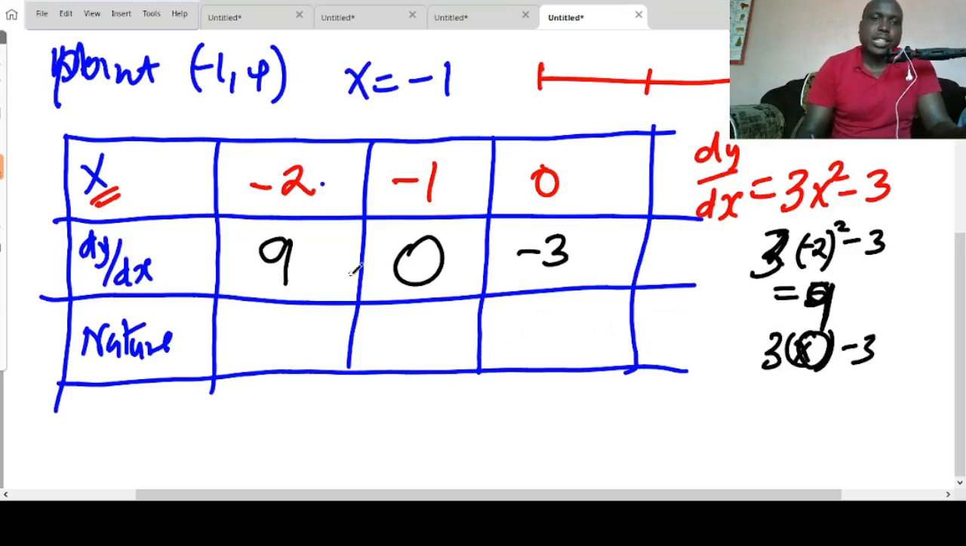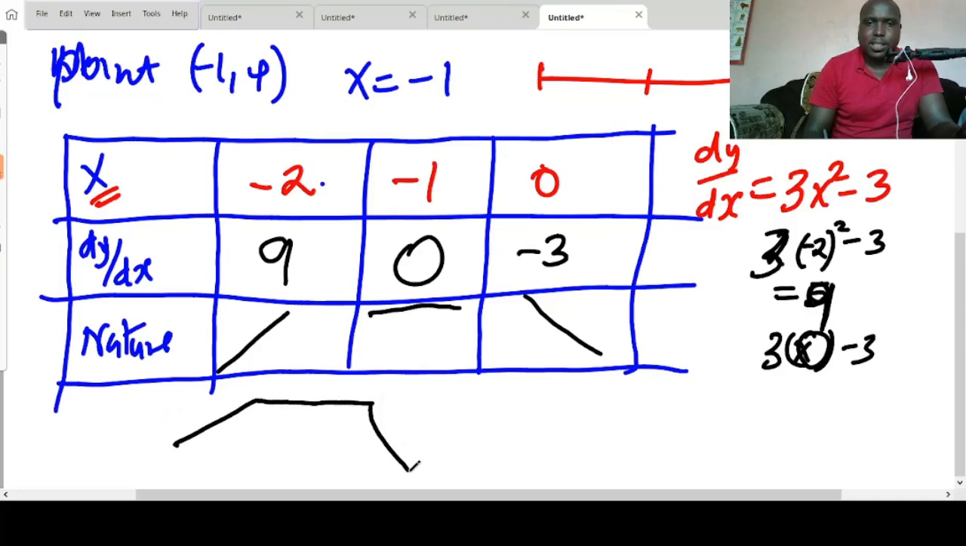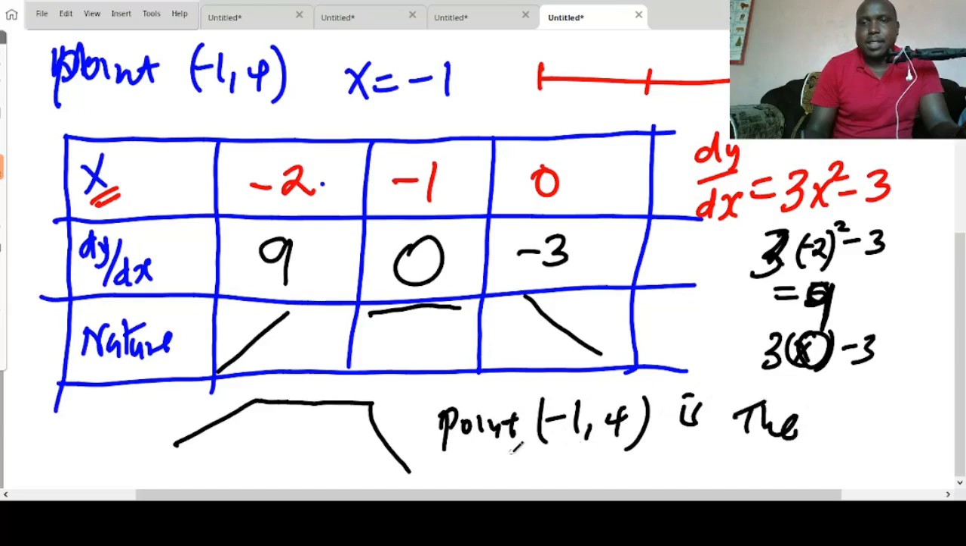Now the nature. How are you going to draw the nature? This is positive, so if positive you go up. So positive goes like this. 0. This is because it has risen, it will be up there. Then this one is going down. You see? Now the diagrammatic representation for this one will be this, this, this. Meaning that point (-1, 4) is the maximum.